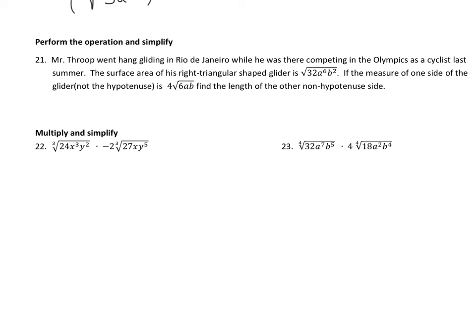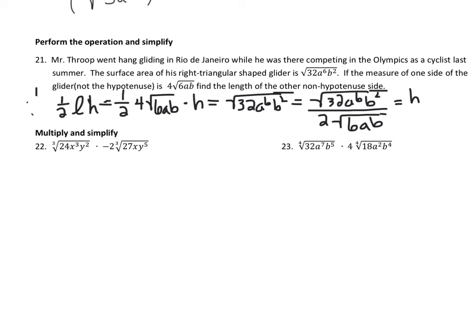In order to do this problem, we have to remember the formula for the area of a triangle. The formula for the area of the triangle is 1/2 AB, where A is one side of the triangle and B is the other. Well, they've already given us the entire area. So now what we have to do is take that area and divide by one of the sides.